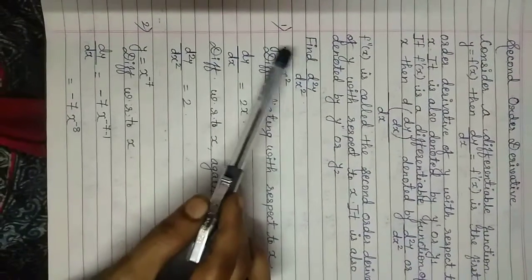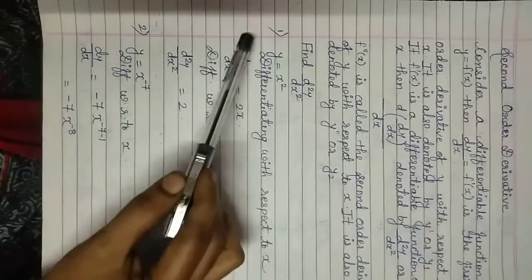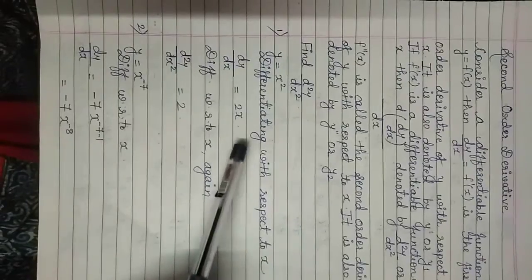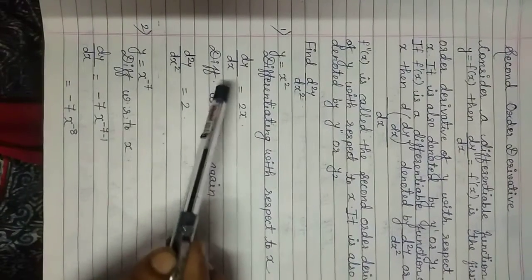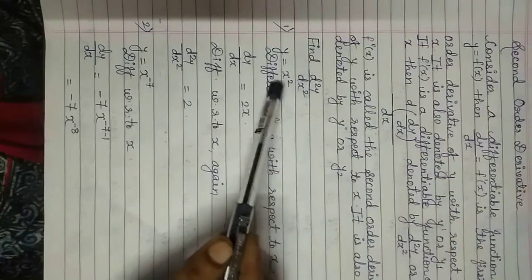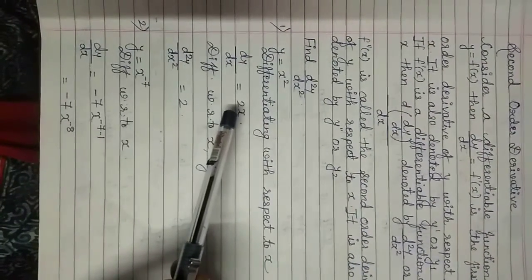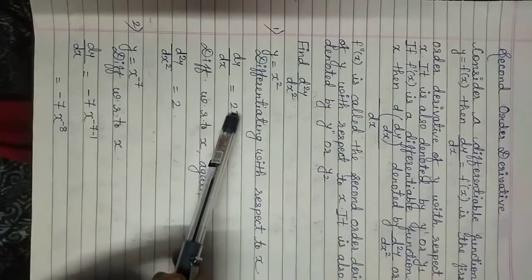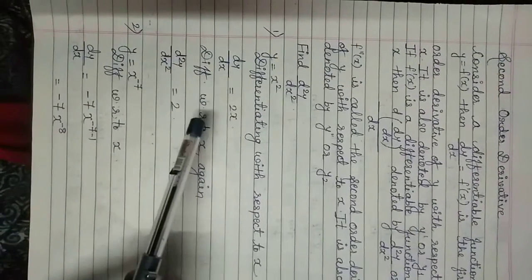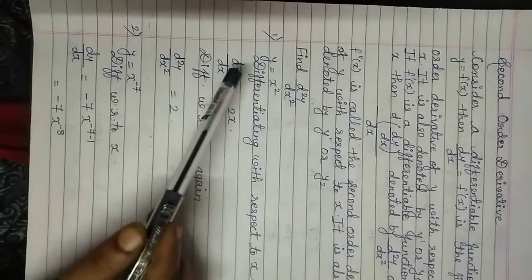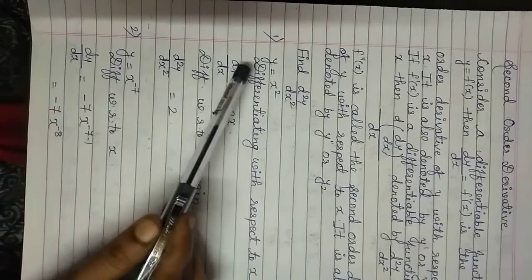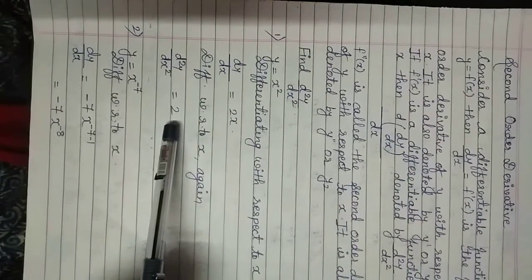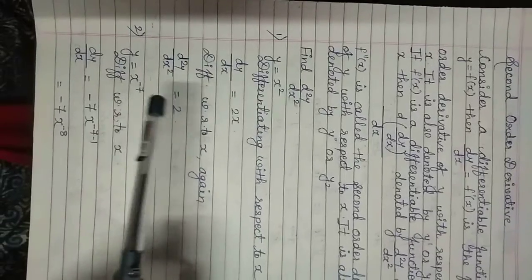For example, find d square y by dx square. First one, y is equal to x square. Now it's very simple. We will differentiate this with respect to x. So dy by dx is equal to 2x. We know that we will use the x raised to n formula, so n into x raised to n minus 1. So the answer is 2x. Now this is the first order derivative. Now to this function we will again differentiate with respect to x. So this will become d by dx of dy by dx, that is d square y by dx square, and the derivative of this will be 2. So this will be our answer.